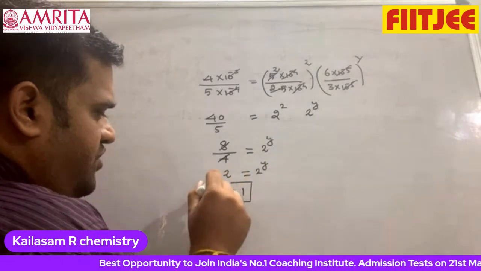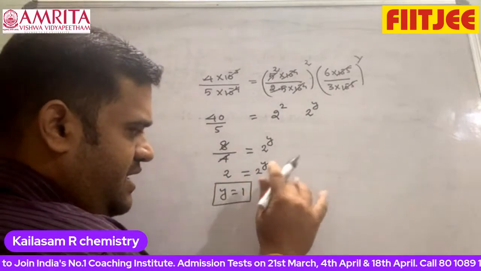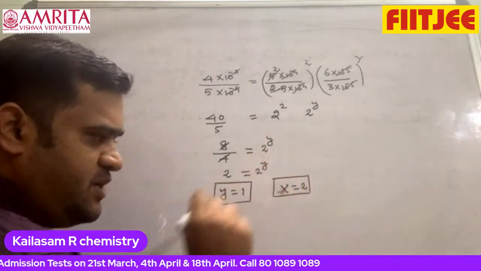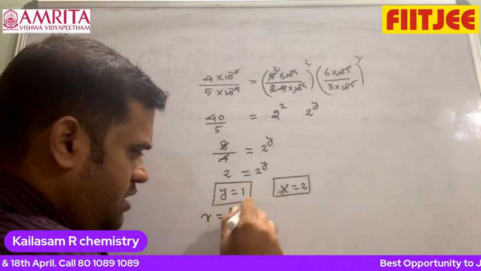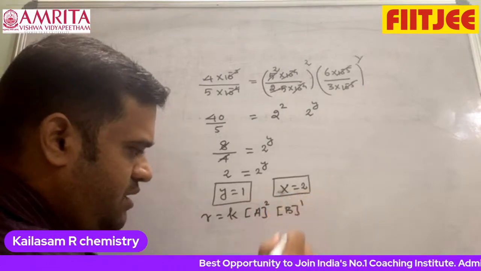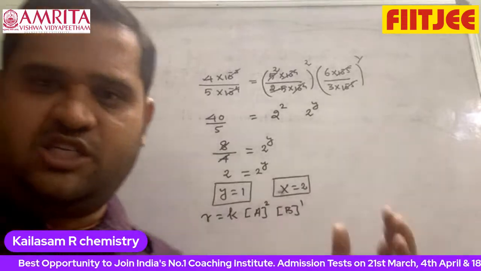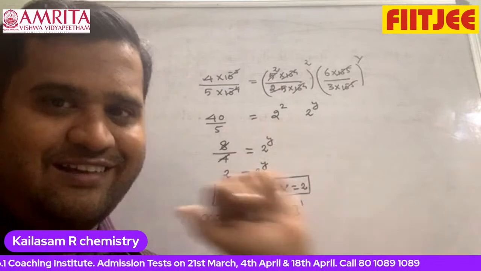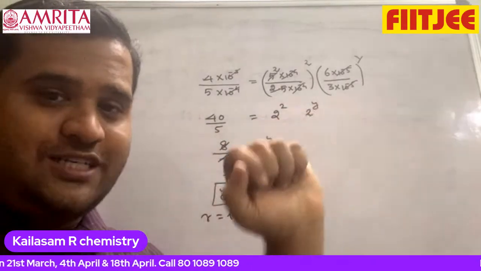So y is equal to 1. Which means we have discussed y is 1, and x is equal to 2. Which means what is the rate expression you are going to get? I can write R is equal to K into concentration of A squared, concentration of B power 1. So what is the overall order of reaction? Third order. The order of reaction with respect to A is second order, and with respect to B is first order.